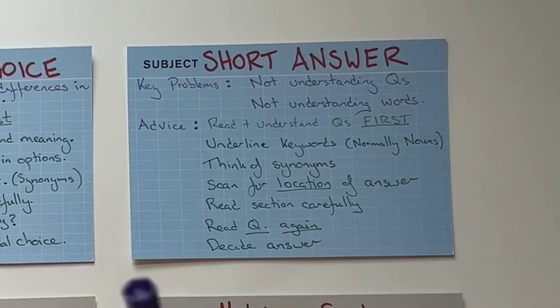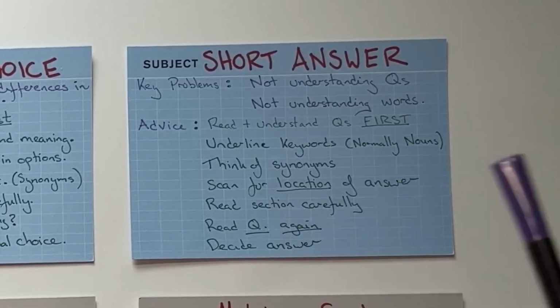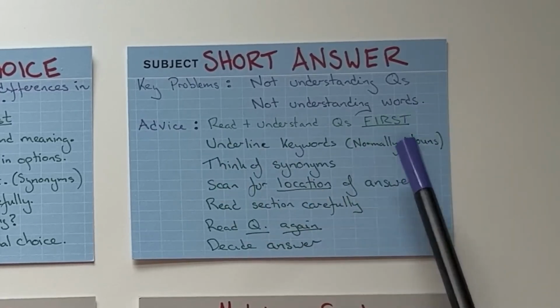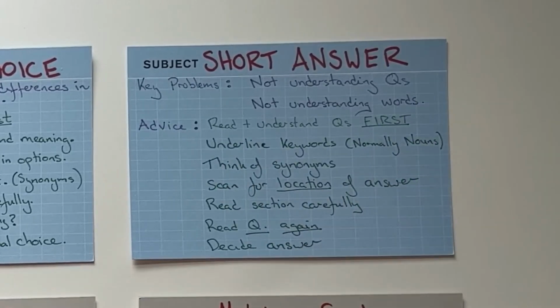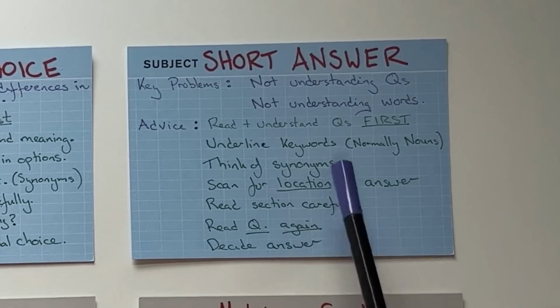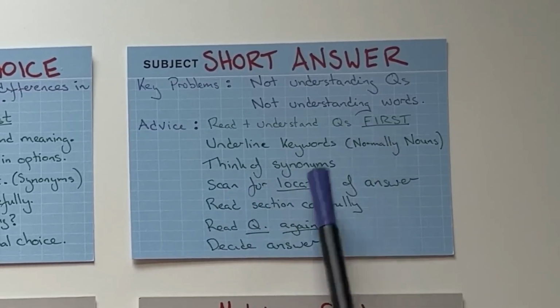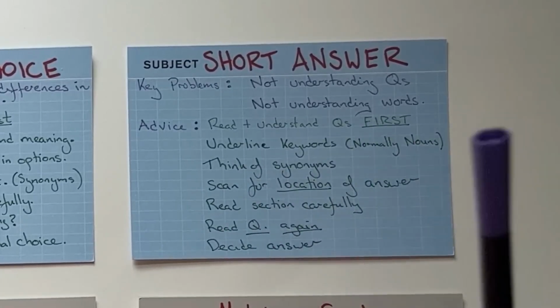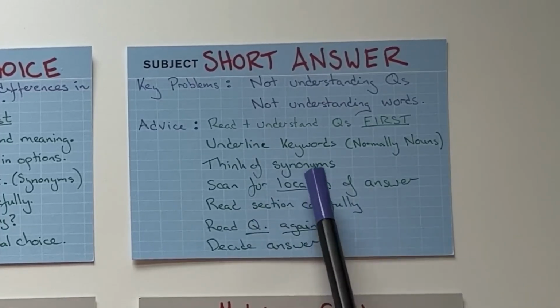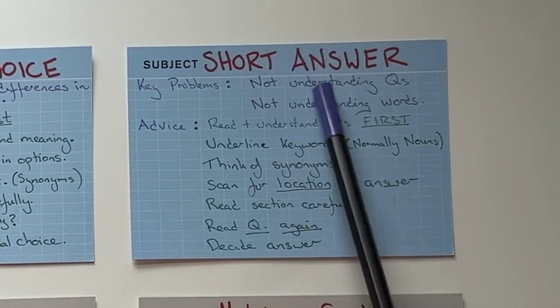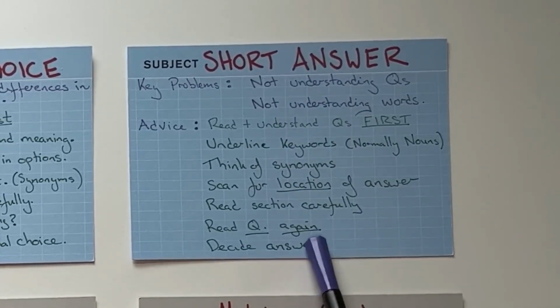So read and understand the questions first. Don't get lost in the reading text. Read and just focus in on the questions, understand what they are asking you. Within the questions, underline any keywords. These are normally going to be nouns and noun phrases, people, places, objects, things like that. Think of synonyms for those nouns, and that is going to help you scan for the location of the answer. Remember, where before what. Once we understand the location, we can read the section carefully, read the question again, because our big problem is not understanding the question, decide answer, and write it in.